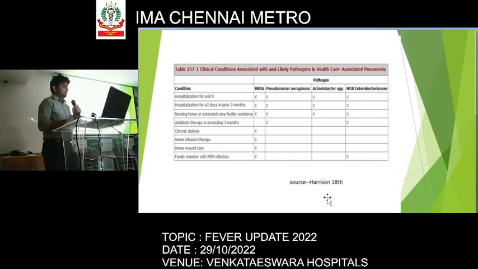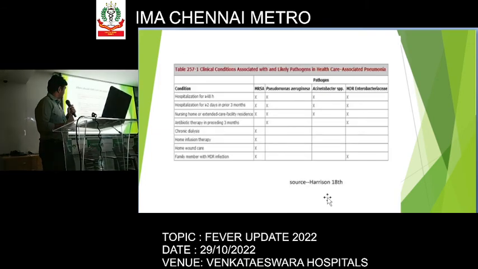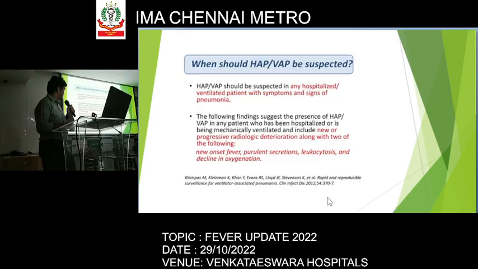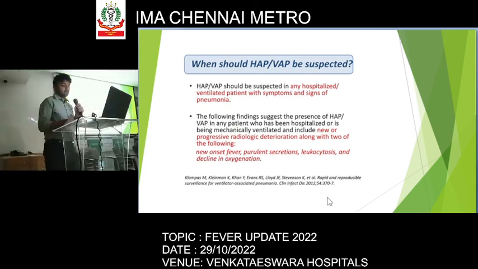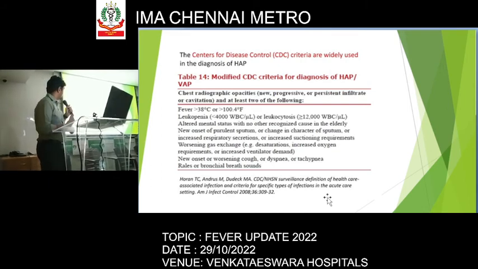So when should we suspect HAP or VAP? When the patient is hospitalized and starts developing new or progressive radiological deterioration, along with new-onset fever, purulent secretion, leukocytosis, and decline in oxygenation, we should suspect developing HAP or VAP. And this is a modified CDC criteria for diagnosing HAP or VAP.